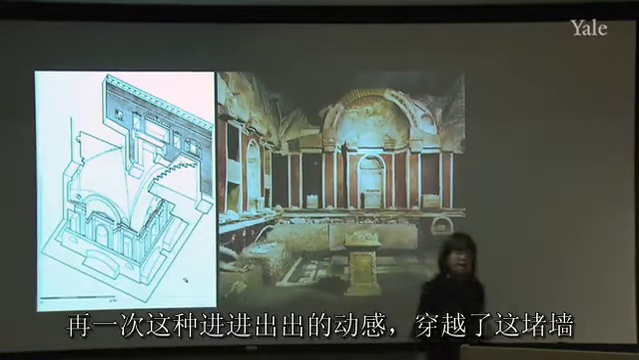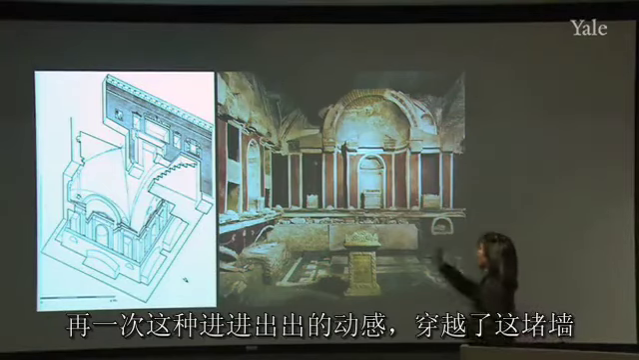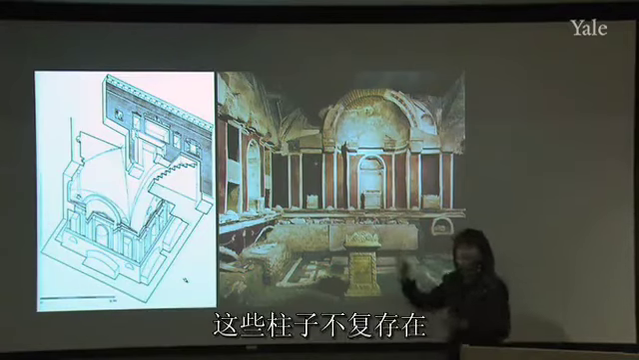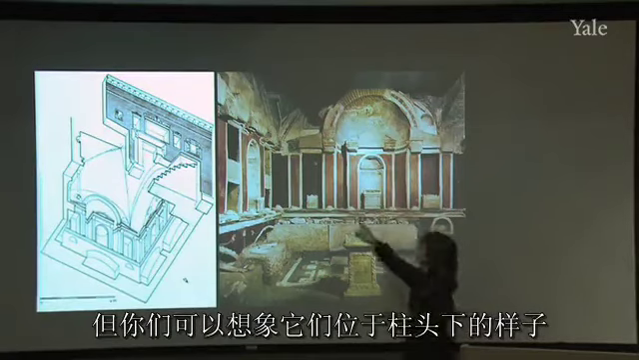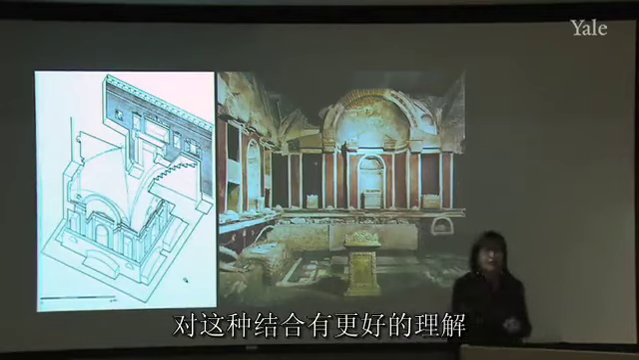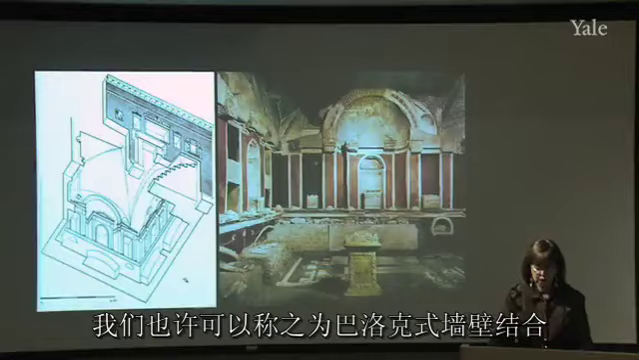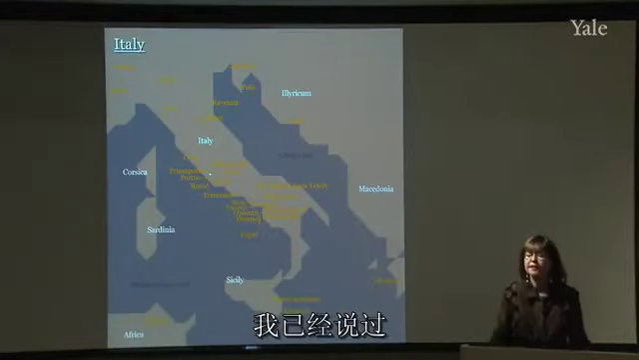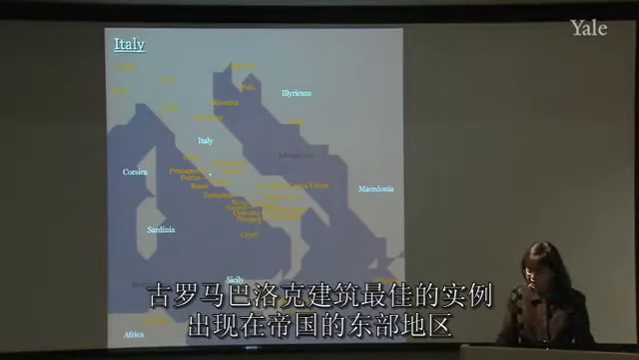So once again, this sense of in and out movement across the sides of that wall. And here you see a view of it as it looks today. The columns and so on are no longer there, but you can reconstruct them in your mind's eye underneath these capitals and get a very good sense of this articulation, what we might call a kind of Baroque articulation of the walls.